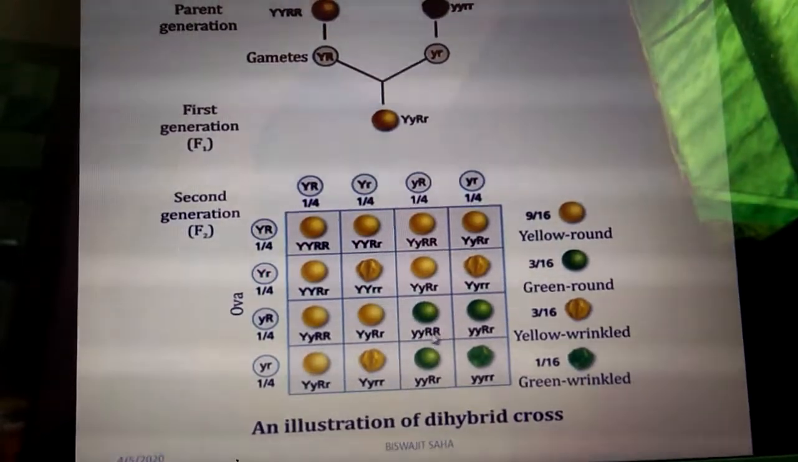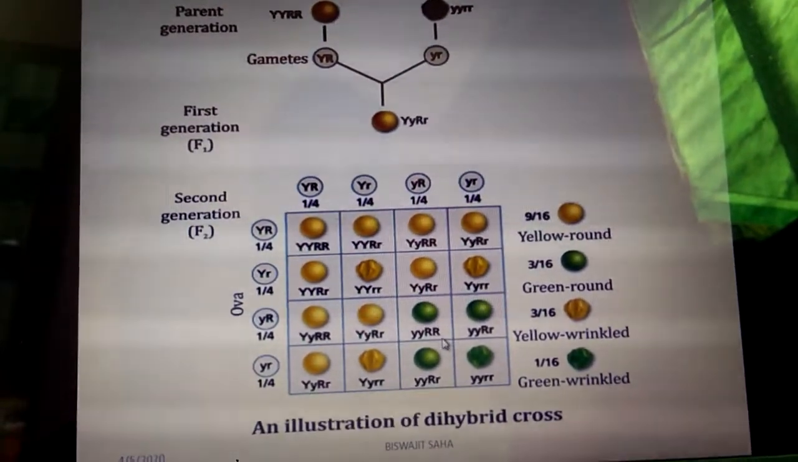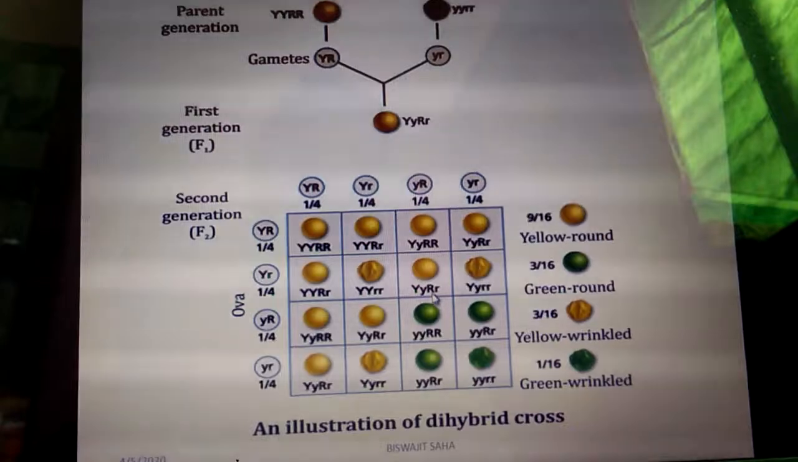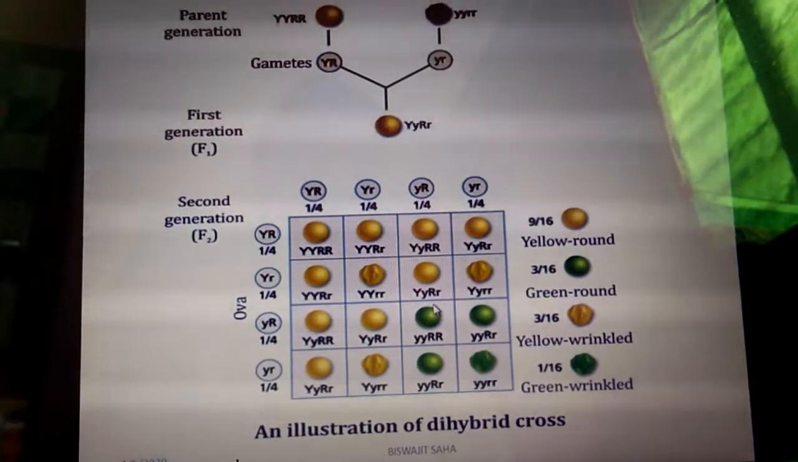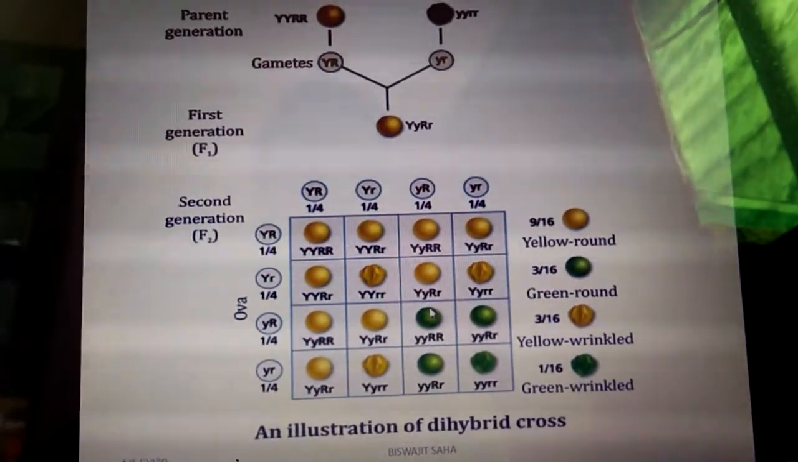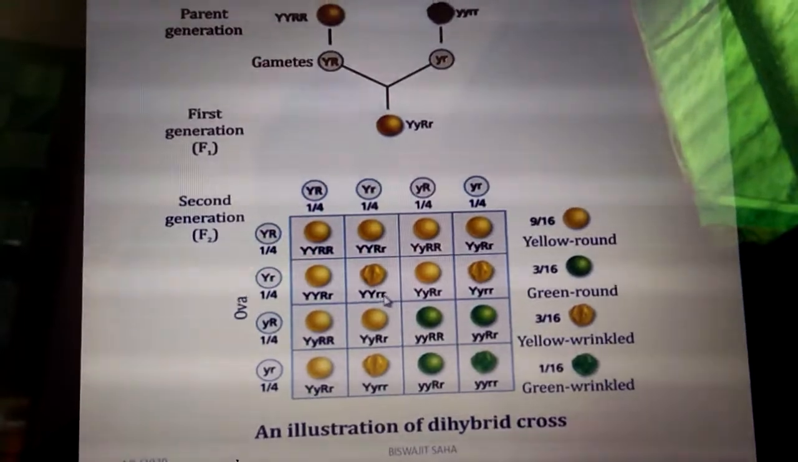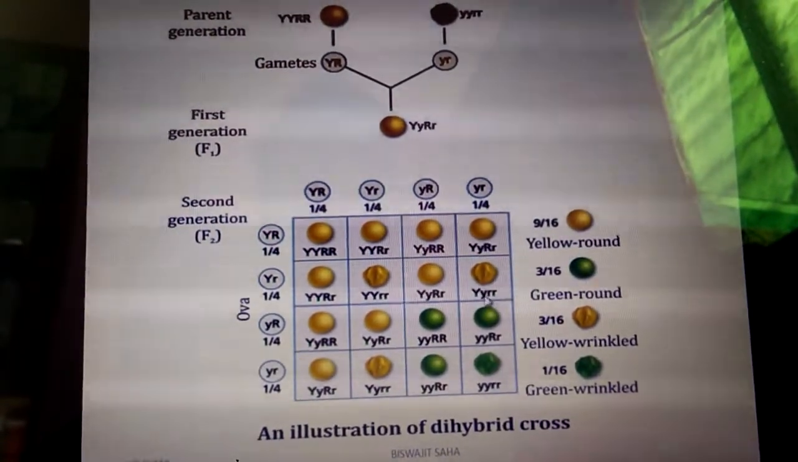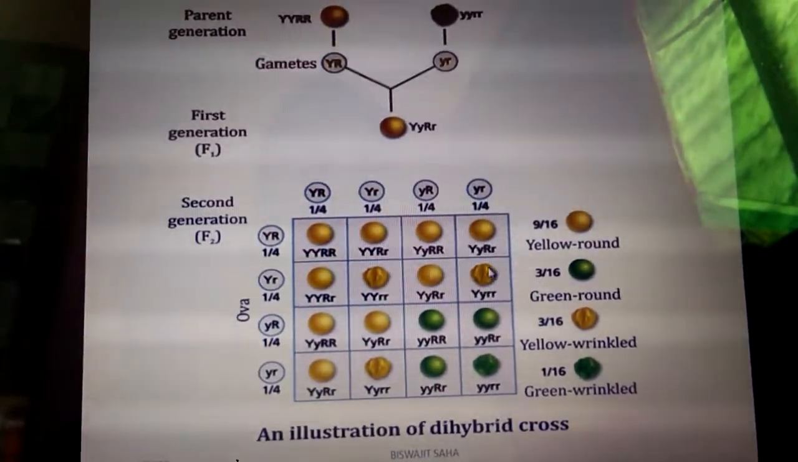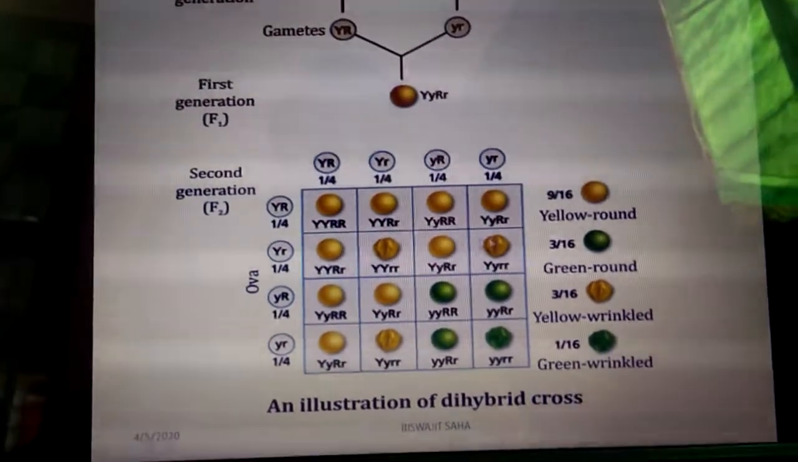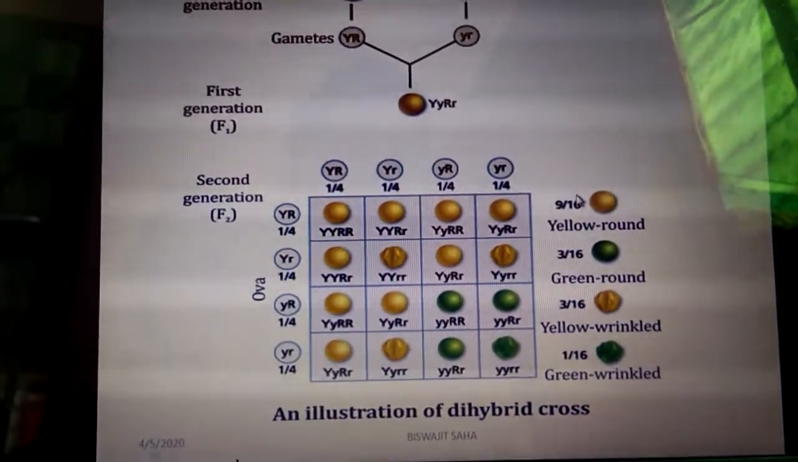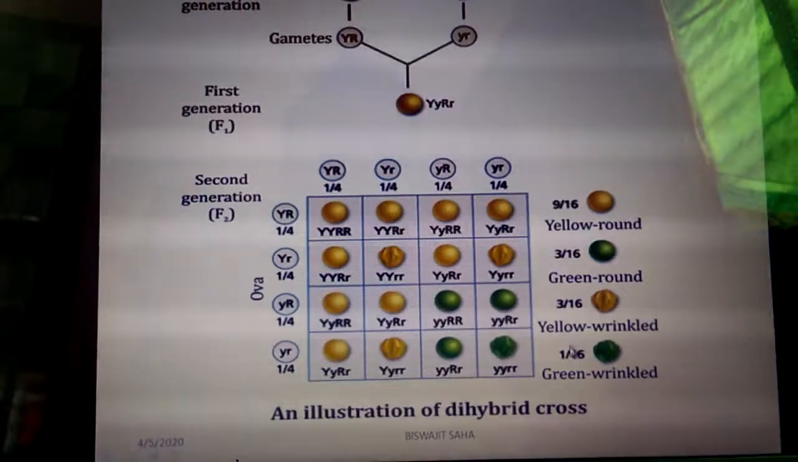But because it contains at least one capital R, for example in this case at least one capital R is present, so they will express themselves as round. But in this case no capital R is present, that means they will be wrinkled in nature. So the phenotypic ratio will be 9:3:3:1.